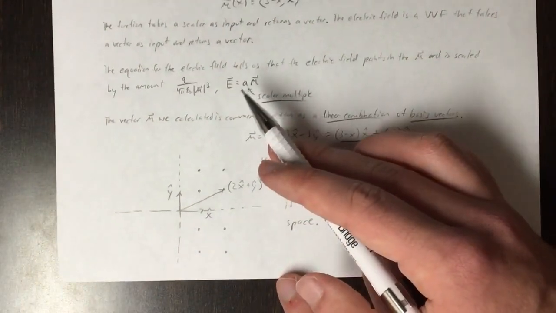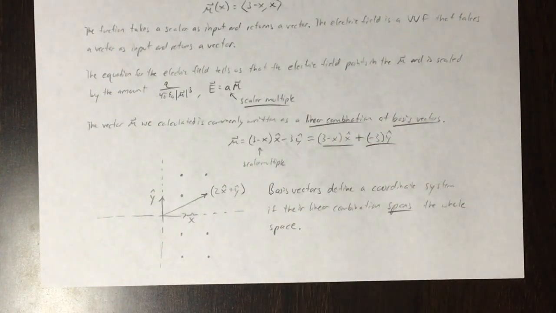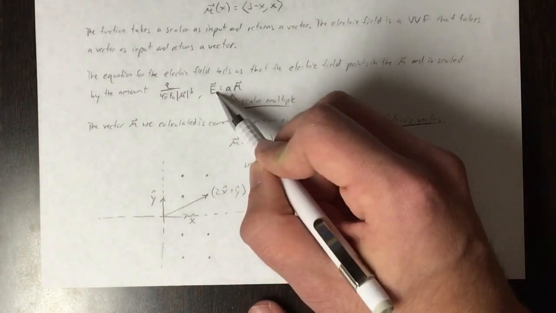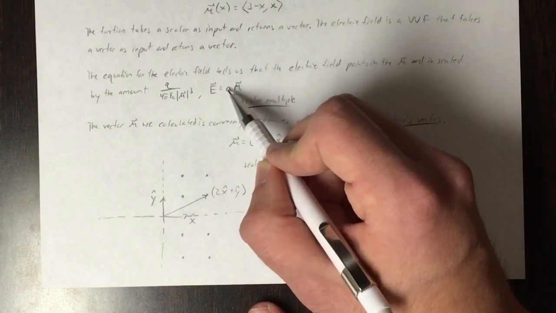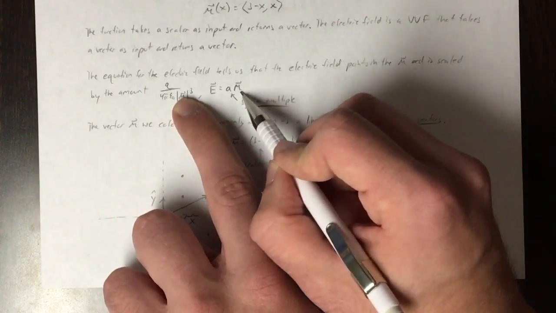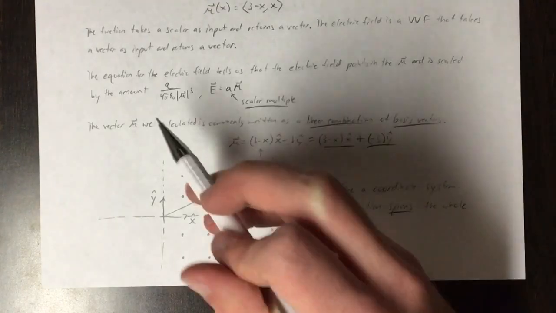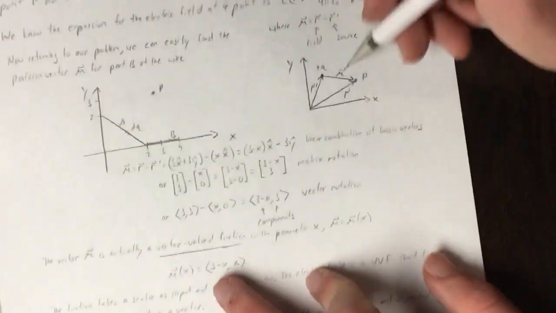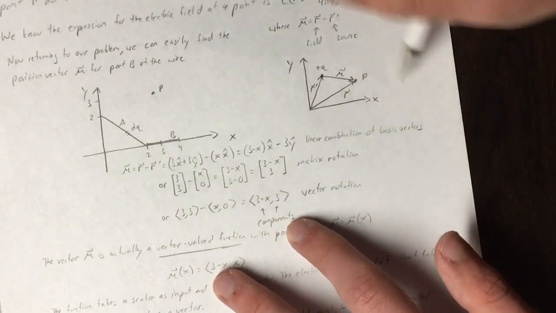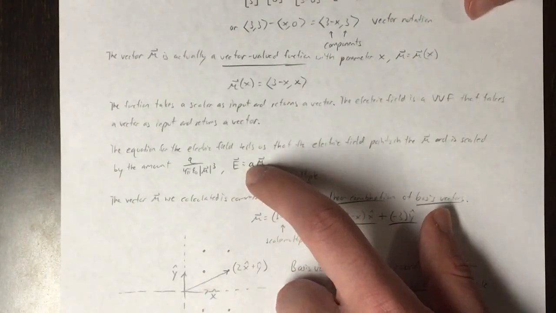Now the equation for the electric field tells us that the electric field points in the script R direction, and is scaled by the amount given here. So I wrote this down as E is equal to A, which is a scalar multiple. That's A, this quantity here, times this script R. So what that means is the electric field points in the script R direction and is scaled by this value here. So the electric field in this case actually points in this direction. Okay, and its magnitude, the value it's scaled by here, is based on that script R vector and the scalar multiple.